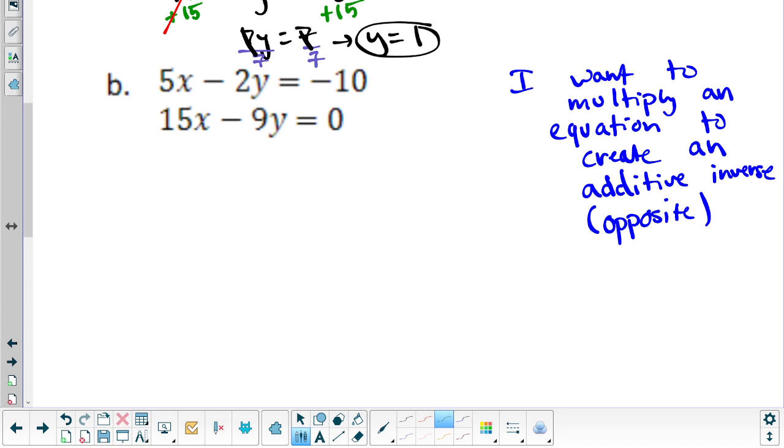So like when I'm looking at this 2y and this 9y, well, I know that 2 can't go into 9, so it's really not going to be that easy to do. So I'm actually going to look for the x's because 5x can in fact turn into 15x, right? So I'm looking at this 5x, which means I want to multiply the top equation by something, and I have to multiply everything in the top equation by this thing. And if I want to turn 5x into 15x, I would have to multiply by 3.